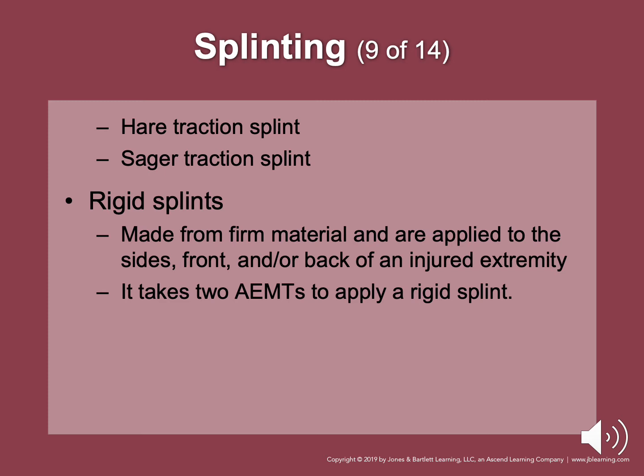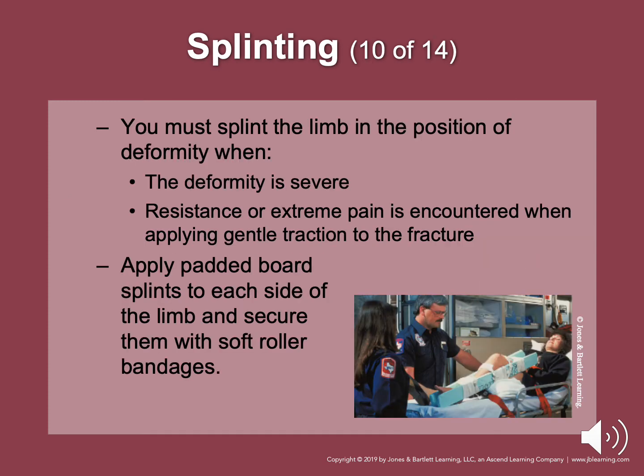You must splint the limb in the position of the deformity when the deformity is severe, resistance, or extreme pain is encountered. When applying gentle traction to a fracture of the shaft of a long bone, apply padded board splints to each side of the limb and secure with a soft roll of bandages. Most dislocations should be splinted.